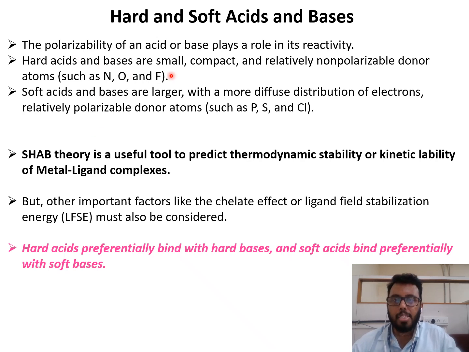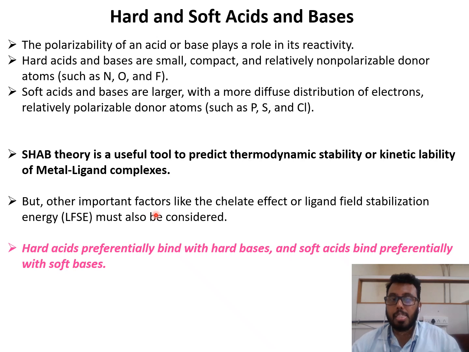Like hard acids and bases are small in size. Now, soft acids and bases will be larger in size with a more diffuse distribution of electrons. When the size increases, it means the shell number also increases, and the electron distribution in different shells also increases, and the interaction between the nucleus and the outermost valence shell will be very less. So they are relatively easily polarizable, so they can act as donor atoms. Examples include phosphorus, sulfur, and chlorine.